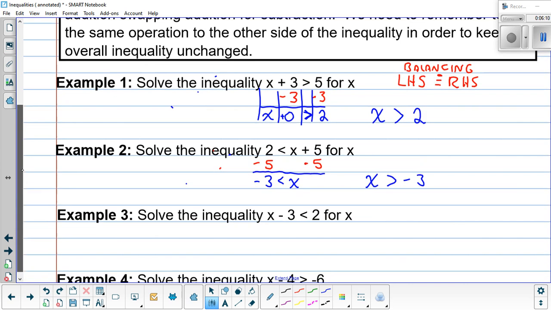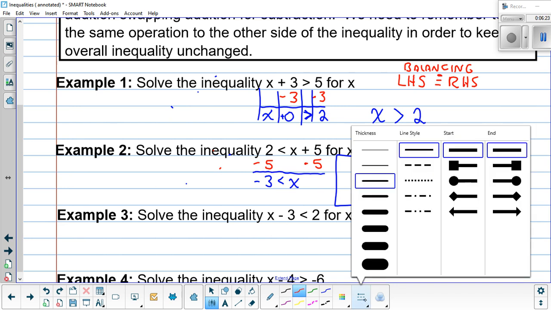Like I said, this second way of rewriting it is really beneficial because it's hard to envision what negative 3 is less than x always means. Okay, let's get on to example 3.